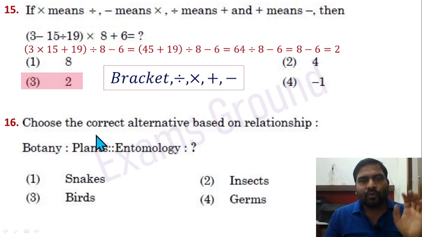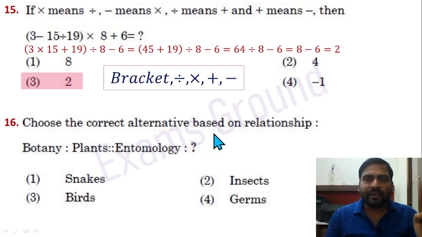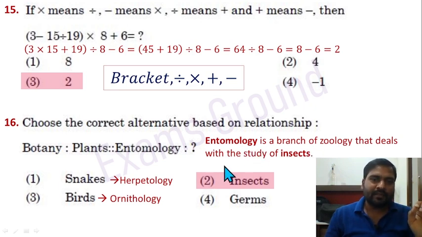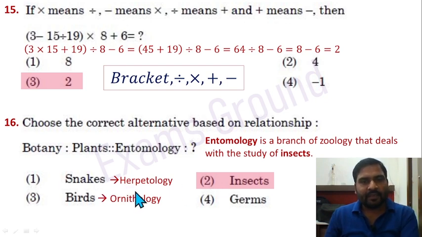Question 16. Choose the correct alternative based on relationship. Botany, plants. We study about plants in botany. Similarly, entomology. In entomology, we study insects. Entomology is a branch of zoology that deals with the study of insects. Option 2 is correct. And study of snakes is herpetology. Study of birds is ornithology.